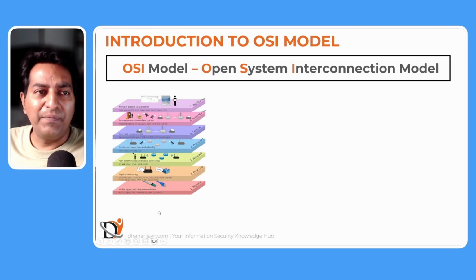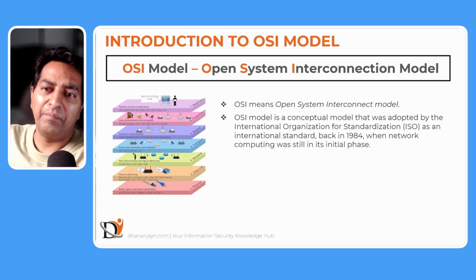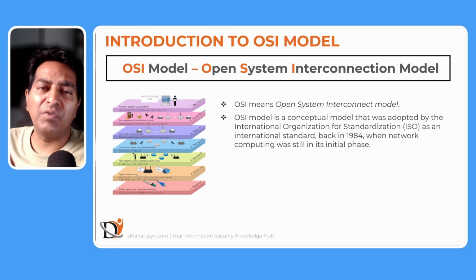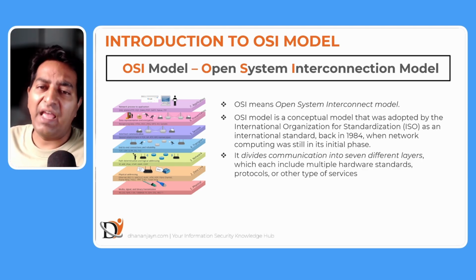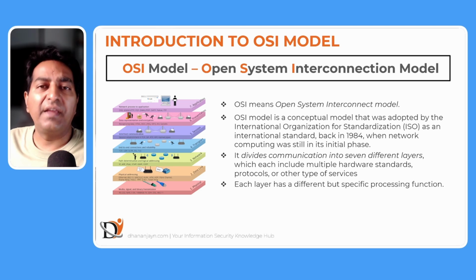So, moving to the introduction. Let's talk about the OSI model, which stands for Open System Interconnection Model. This model was a game changer when it was adopted as an international standard by the International Organization for Standardization in 1984. At that time, network computing was just taking off. The OSI model works by dividing communication into 7 layers, each packed with various hardware standards, protocols, and services. Each of these layers has its own specific role in handling data that's being transmitted. This layering system makes it easier to manage and understand the complex process of the data in a network environment.